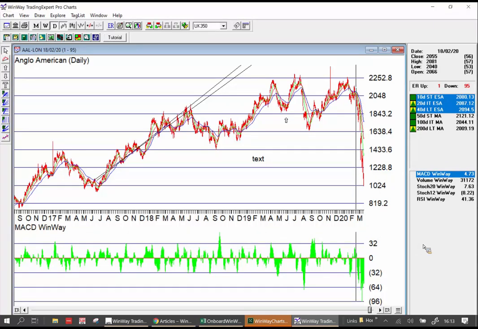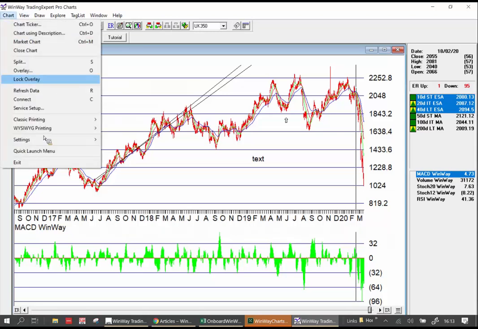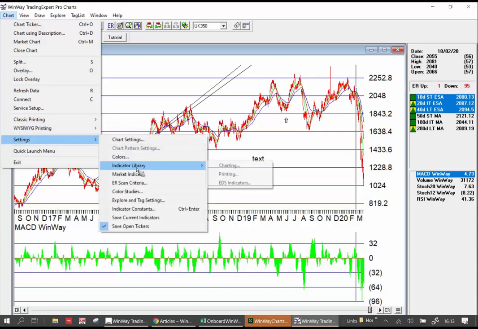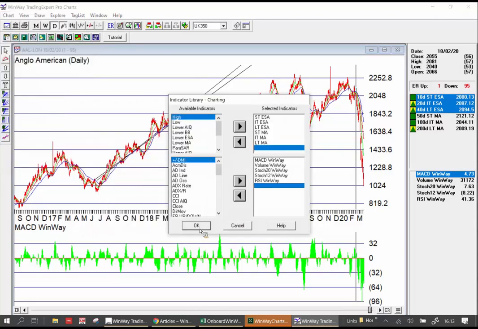So how do I add? Well, in chart, I go to settings and settings, indicator library, charting. That gives me here a list of all the indicators available in the system. The ones selected are the ones on the right-hand side here that we have selected, but there are plenty of others that are available but not selected.